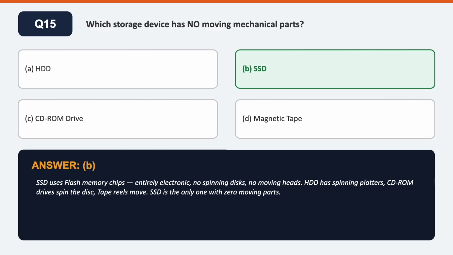Question number 15. Which storage has no moving parts? A. HDD, B. SSD, C. CD-ROM drive, D. Magnetic tape. Answer B. SSD is entirely electronic chips. All others have spinning or moving components.